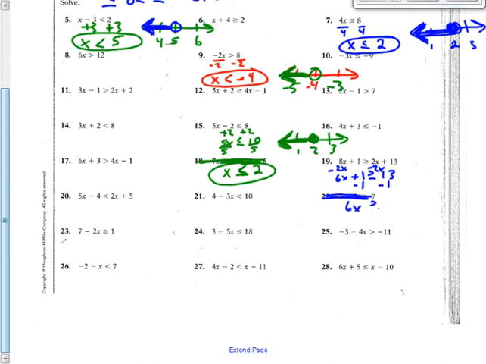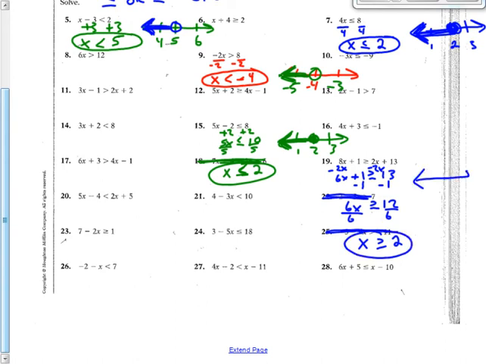6x is greater than or equal to 12. Divide by 6, and x is greater than or equal to 2. I divided by a positive number, and so I ended up with not switching the inequality the whole way. So I end up with x is greater than or equal to 2.